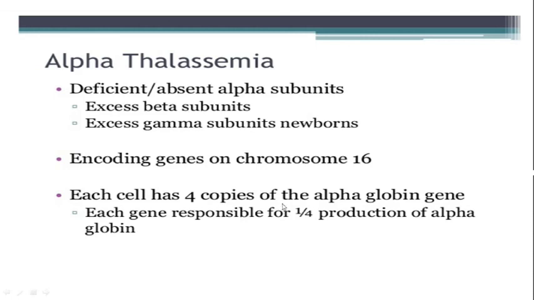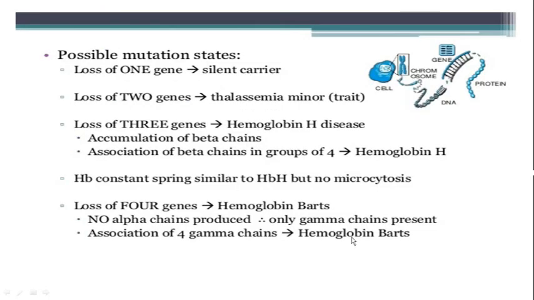We have 4 copies of alpha globin genes, so each gene is responsible for 1/4 production of alpha globin. A loss of one gene will be a silent carrier, loss of 2 genes will be thalassemia minor, loss of 3 genes will be hemoglobin H disease, where hemoglobin H is an association of 4 beta chains, and the loss of 4 genes will lead to hemoglobin Bart, where you have no alpha chains and only gamma chains present, and association of 4 gamma chains will be hemoglobin Bart.